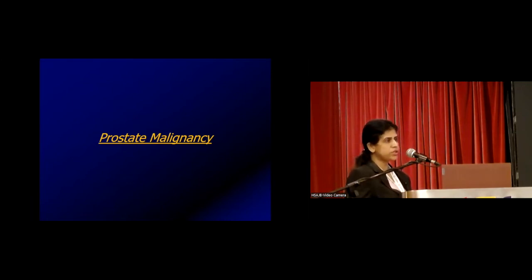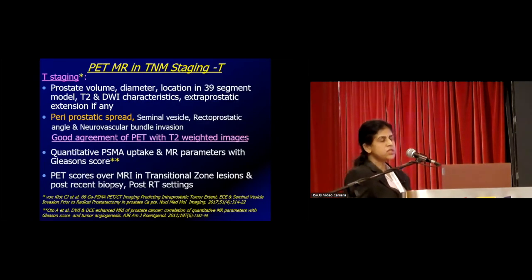So let us start with the prostate malignancies. For T-staging, the most important information one derives from a PET-MR is not only the volume and the dimensions of the primary lesion, but also its accurate site of localization in the 39 segment prostate model. We also like to see the T2 and the DWI characteristics, extraprostatic extension, and periprostatic spread. Is there really any involvement of the seminal vesicles, retroprostatic angle, and neurovascular bundle invasion, which is simply not possible for us to address in the PET-CT component of the studies?